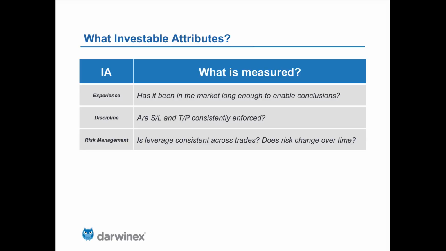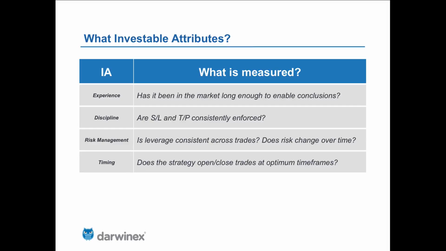Third, very important, is risk management, which boils down into two sub-criteria. The first one is whether leverage is consistent across trades, and whether in turn this leverage is consistent with a risk which doesn't change over time. Fourth is timing. What we ask here is if this strategy had opened or closed the trades slightly earlier or slightly later, would it have made more money or less? And if it actually beats all of these alternatives, then this is a pretty good indication.